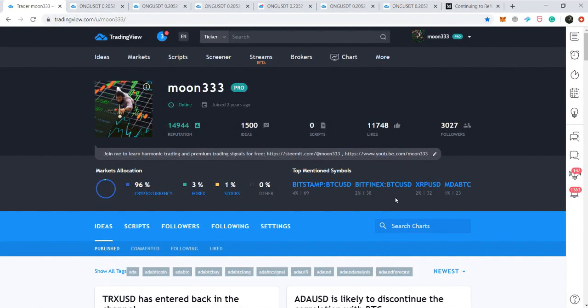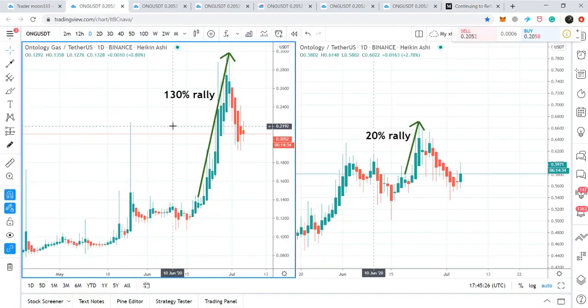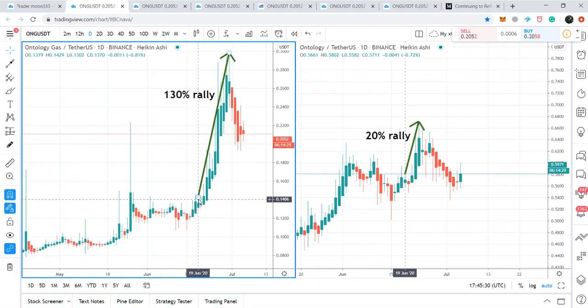Ontology had a big event on the 30th of June, and this was their announcement. They had a very big event, the launch of their mainnet, Ontology 2.0, and this announcement was added on the 19th of June. If we move back to the chart and watch the price action after the 19th of June, this is the daily chart, and this is the candlestick of the 19th of June of Ontology Gas, and we can see that it surged more than 130%.